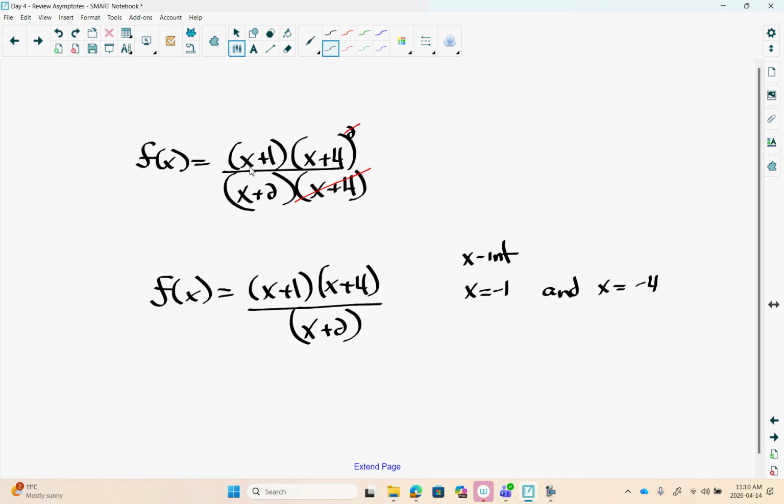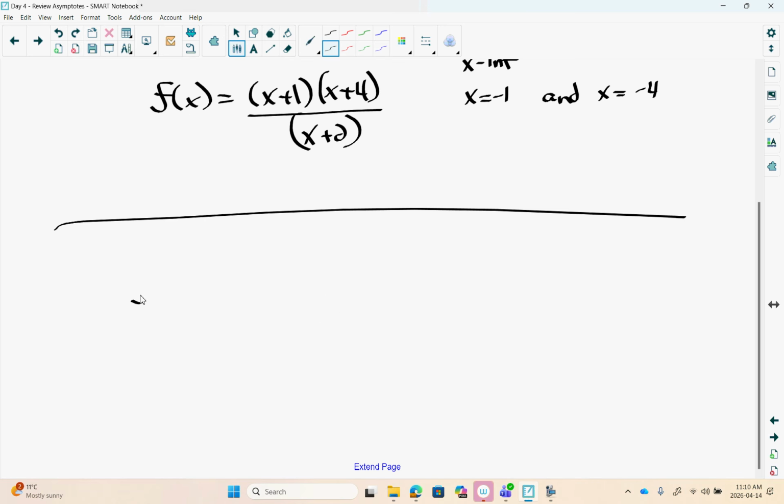And to find the horizontal asymptote, I would expand this, and I'd see that I'd get an x squared, and I'd divide everything by x, and that would leave an x in the numerator. I'd end up with infinity. There's no horizontal asymptote. This one would actually have a slant asymptote, but that's a lesson for another day.